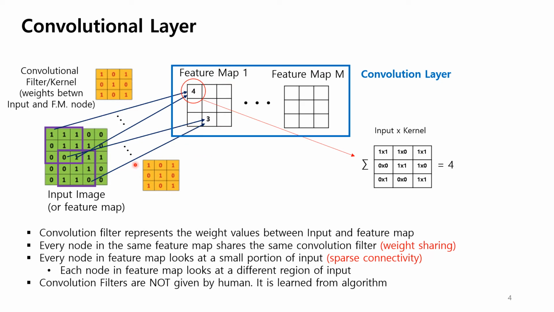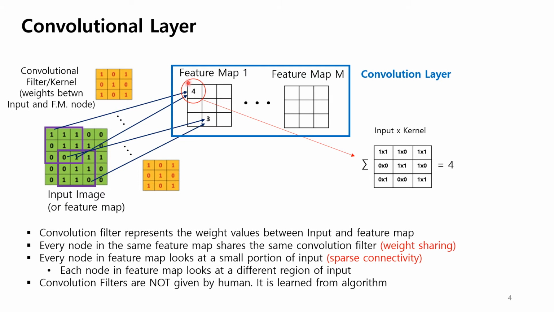Also, let's say we have an input image, or if the CNN has multiple convolution layers, this may be the feature map of a previous layer, okay? But for now, let's say this is the input image. So we have one feature map, and let's take a look at how these are interconnected.